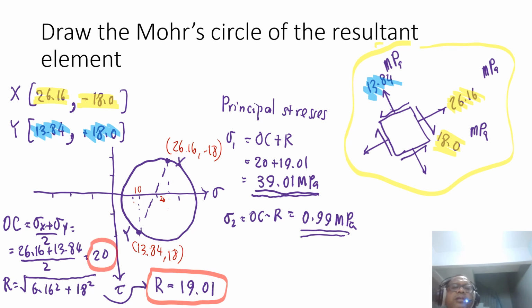So when we have our OC and radius, it will be just a straightforward thing to calculate the principal stress. Our principal stress is given by sigma 1 equals OC plus R, equals 20 plus 19.01, 39.01 megapascal, which is the maximum stress that happens because of these two superposed elements. And then we have sigma 2, which is OC minus R, 20 minus 19.01, and we've got 0.99 megapascal, which is the minimum stress for this resultant stress element.